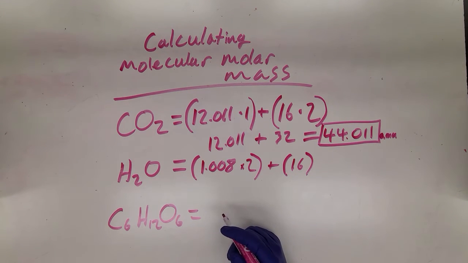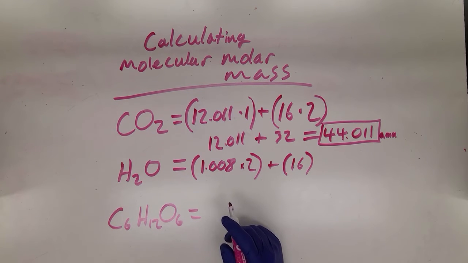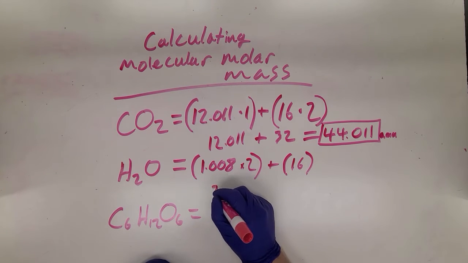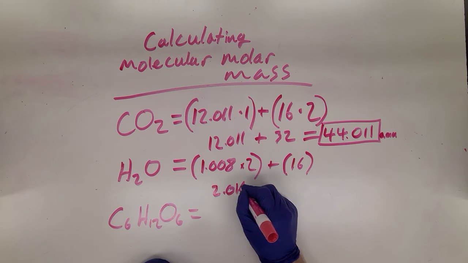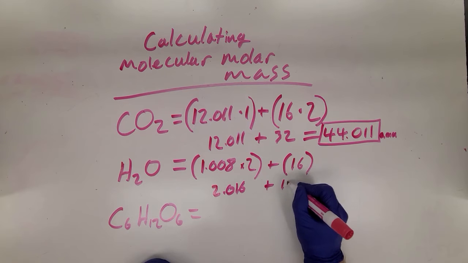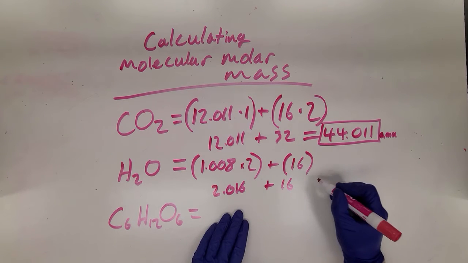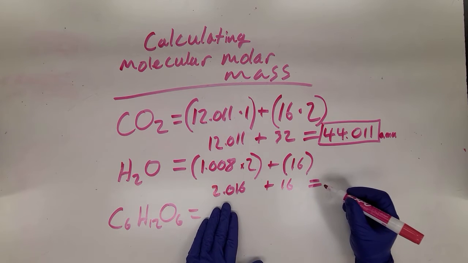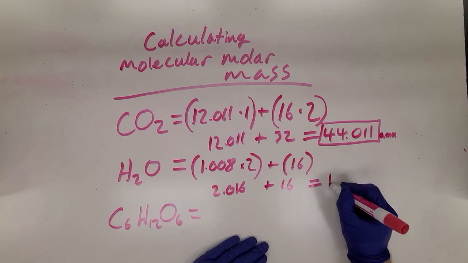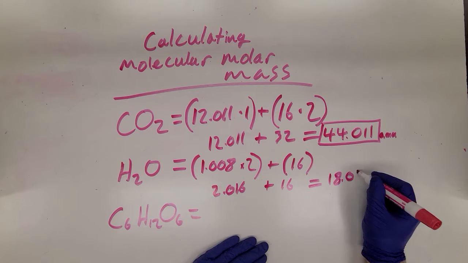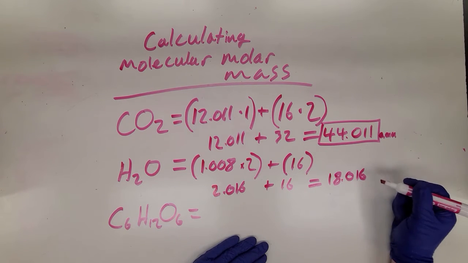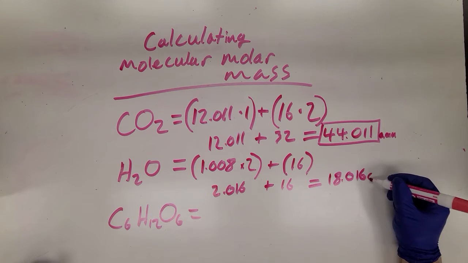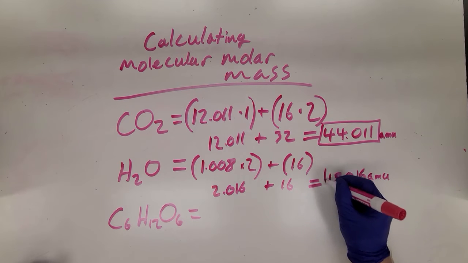1.008 times 2, I'm pretty sure I know what that is. Let me use the calculator. 2.016, yep. Plus 16, and that comes out to 18.016, or very close to it. That is in atomic mass units.